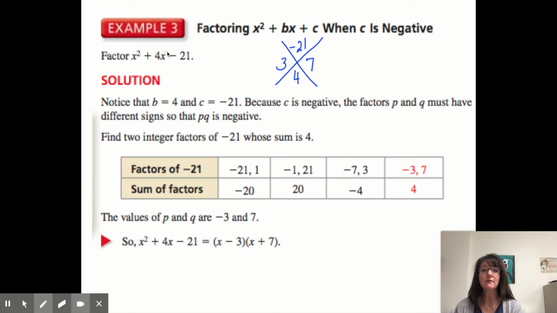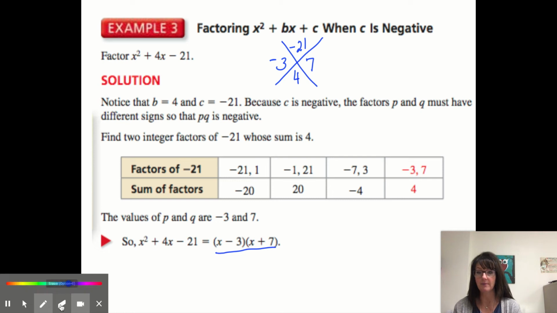So since it's a positive 4, we know that we want the 7 to be the positive value, and we could do the negative 3. Another way is making a table and actually writing things down like negative 21, positive 1, negative 1, positive 21, because you have all these possibilities, and then checking the sums. But if you want to summarize your work in a little diamond box, little X marks the spot. So one of our factors is a negative 3 and one is a positive 7. So x minus 3 times x plus 7 would be our factored form.